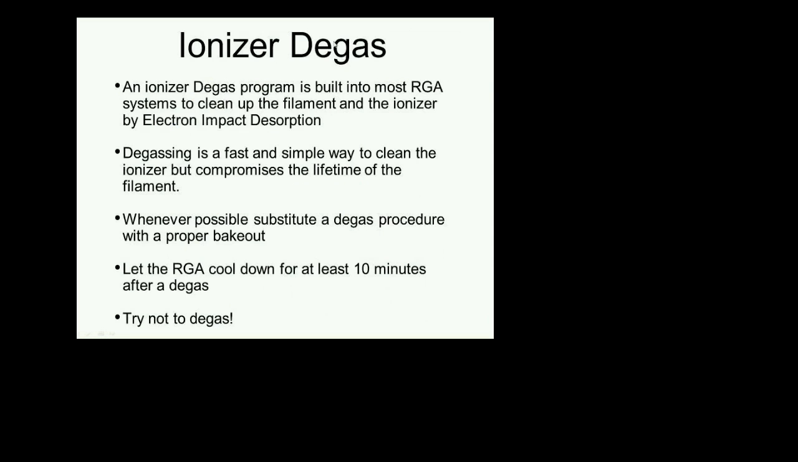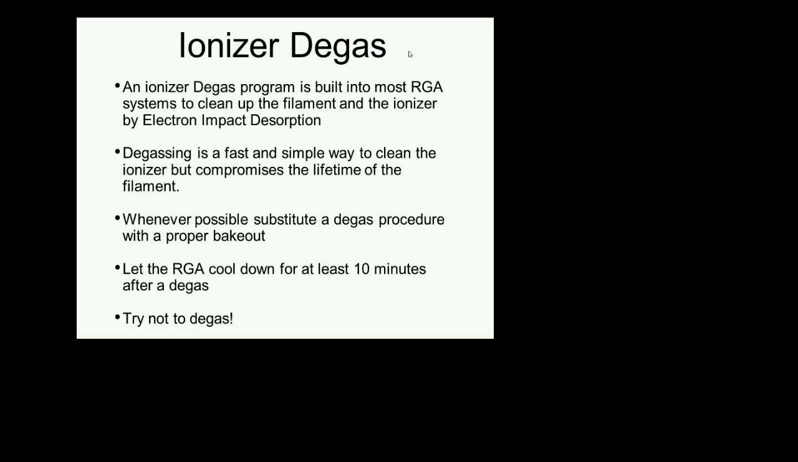One last thing that I wanted to talk to you about is ionizer degas. I don't know how many of you do a degas, but most of the instruments that you buy will have a degas option in it. And my recommendation to you is that you don't use it. Degassing the ionizer basically increases the emission current in the ionizer, typically to as much as 16 milliamps, so like a factor of 10 to 15 from where it normally operates, and then increases the electron energy to values as high as 250 to 500 volts.